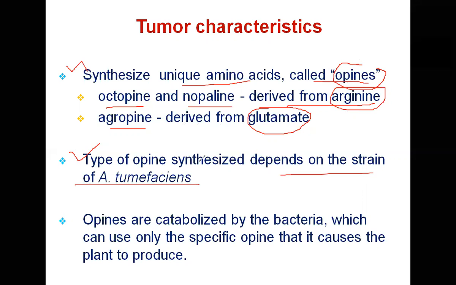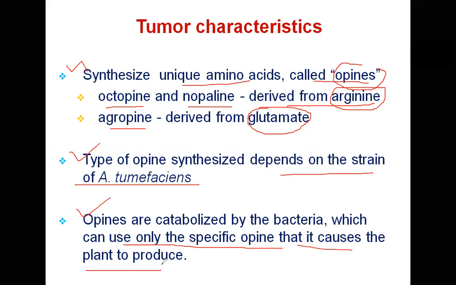Okay, not every Agrobacterium will synthesize all these three types of opines. They will be synthesizing only one type of opine, and the type of opine synthesized depends on the strain of Agrobacterium tumefaciens. That means it will be carrying only that particular opine synthesis gene. Opines are catabolized by the bacteria, which can use only the specific opine that it causes the plant to produce.